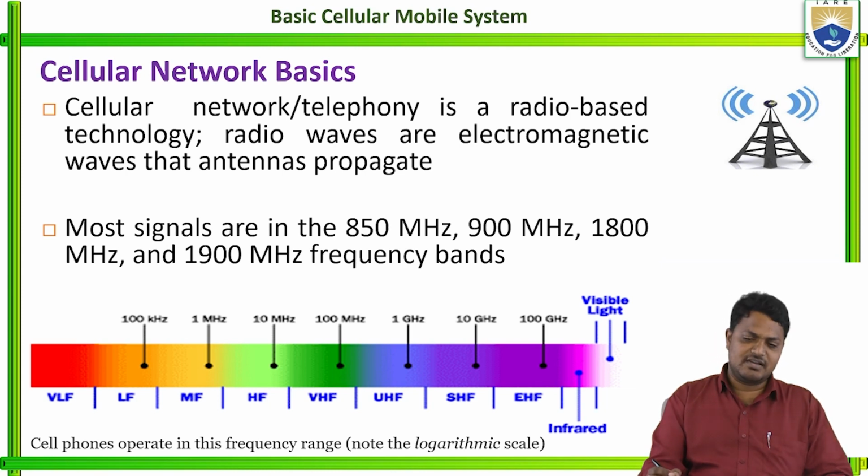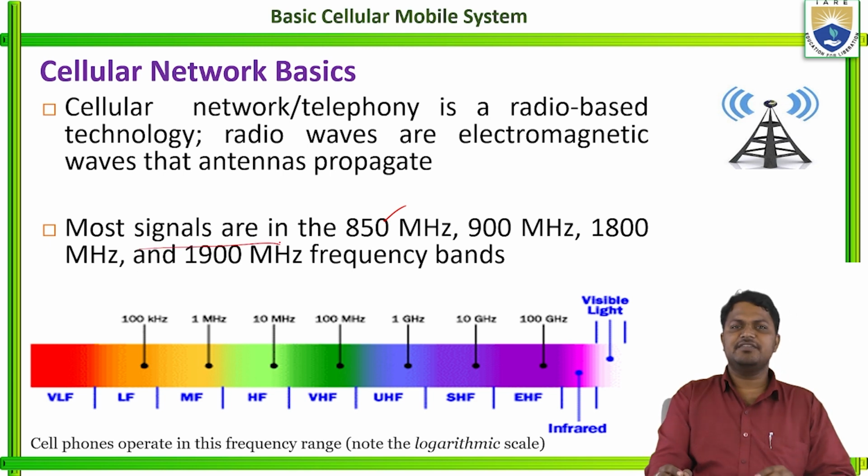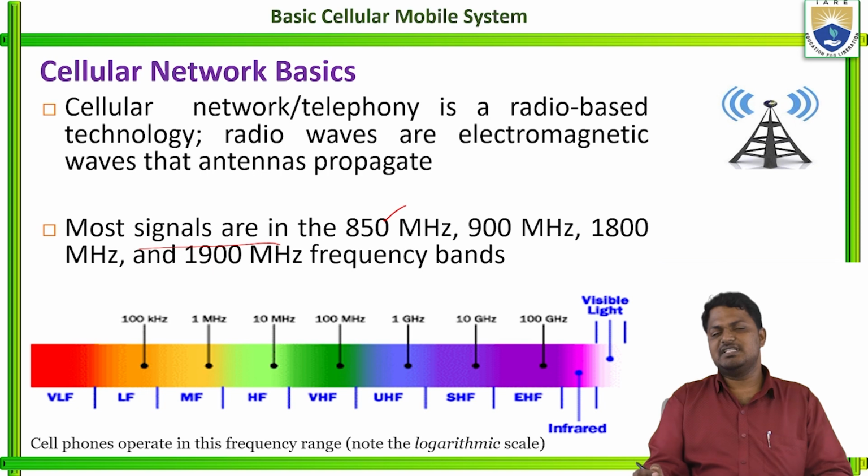Mostly in cellular communication systems, we are using the frequency bands of 850 megahertz, 900 megahertz, 1800 megahertz and 1900 megahertz for mobile communication or cellular communication data transmission. See here in this slide, the most used signals are 850, 900, 1800 and 1900 megahertz frequency band signals for the transmission of data from the base station antenna to the mobile unit. These are the basic frequency bands we are using.